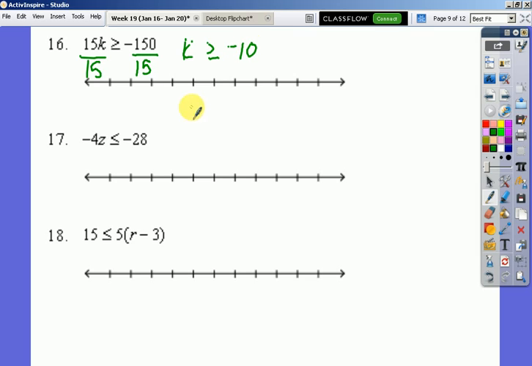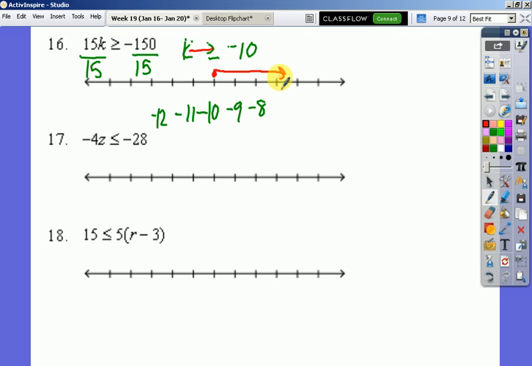So again, have your graph reflect that. You can start anywhere here. Negative 10, negative 9, negative 8, negative 11, negative 12. Is k greater than or equal to? Is that going to be open or closed? Closed. So your little arrow there is going to go that way.